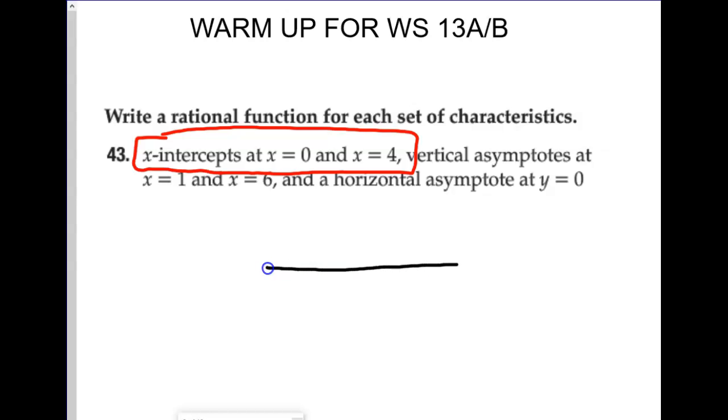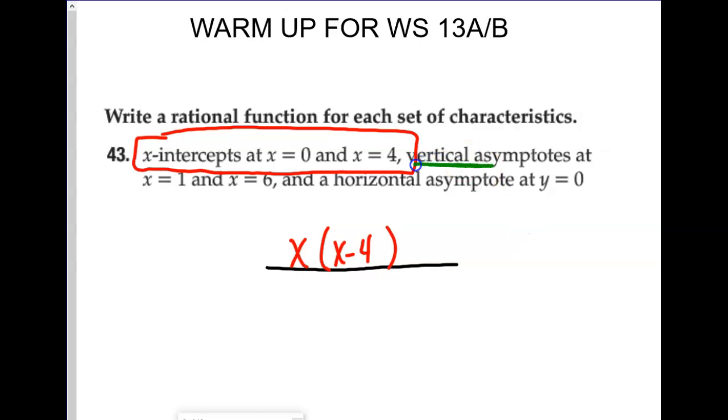Check your yellow card if you forgot. Your x-intercepts or your zeros, is that up top or bottom? In the numerator, very good. So if you have an x-intercept at 0, its factor, you can just call it an x. What about x equals 4? What does its factor look like? Okay, cool. Check one.